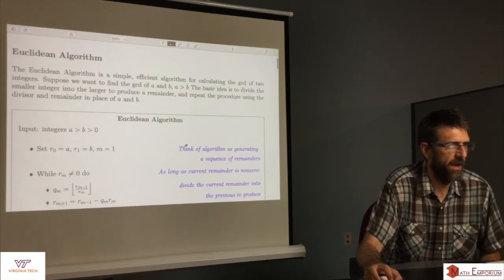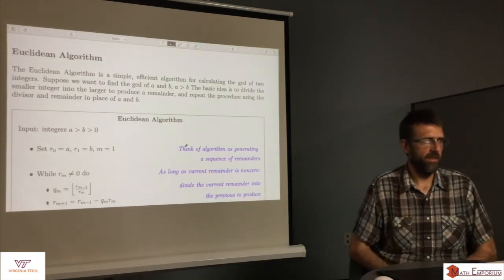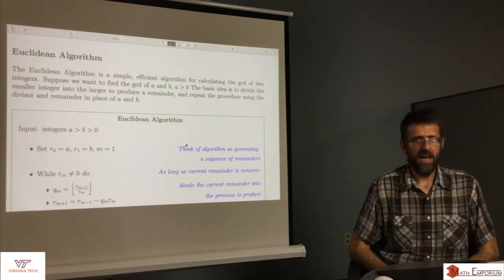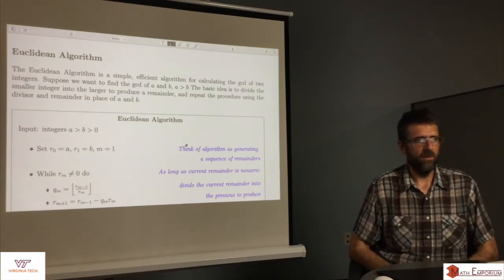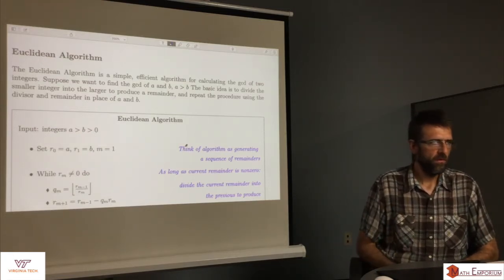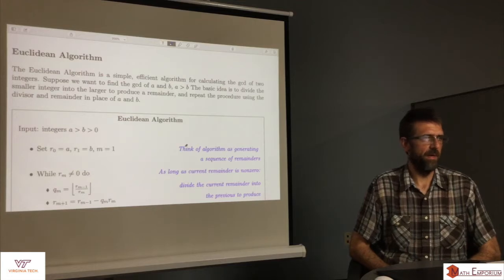This is a simple, efficient algorithm for calculating the GCD of two integers. And the basic idea we can really describe in a phrase. It's simply repeated division with remainder. And so we'll go through the details of that a little bit.